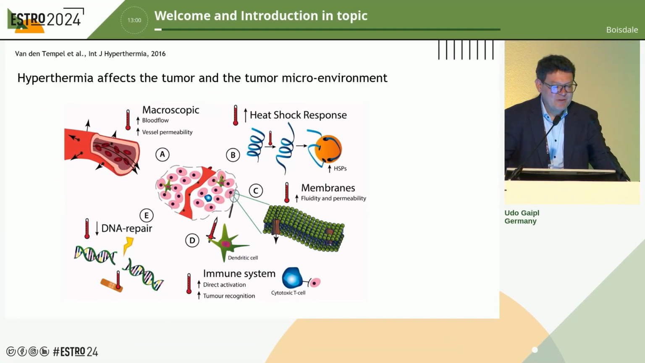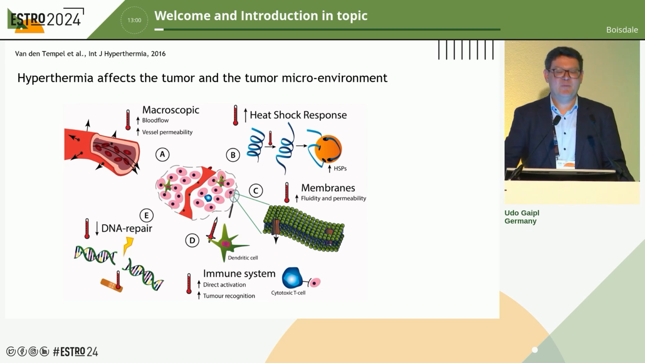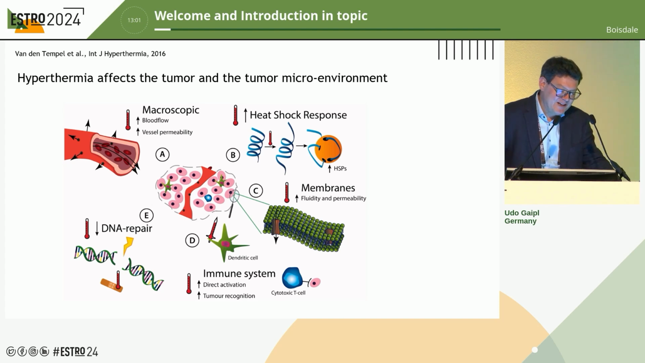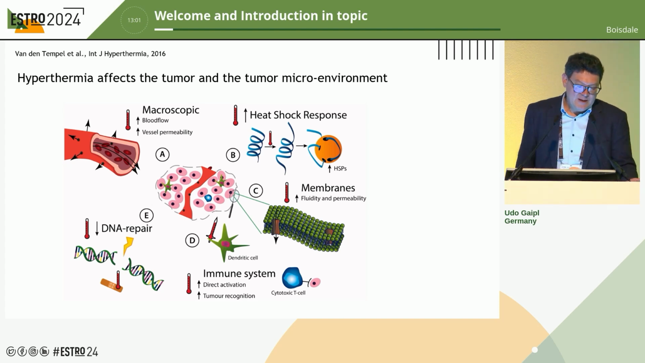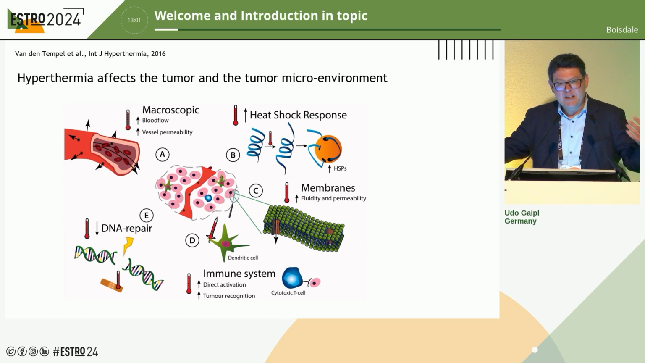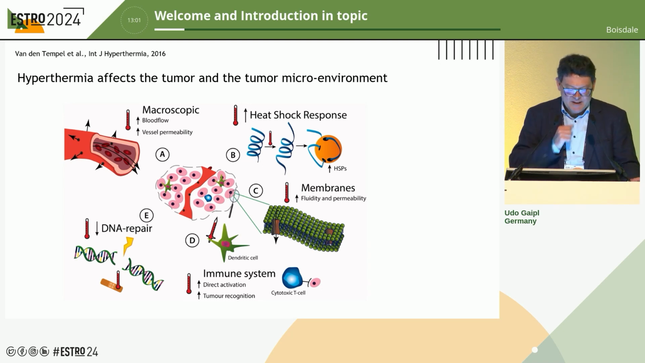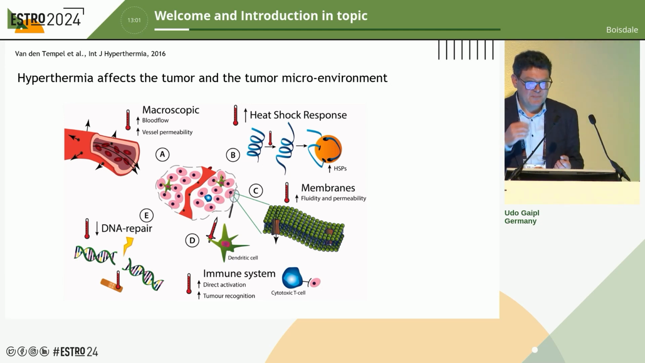So when we talk about hyperthermia, most of you might know it, we have a lot of modes of action. During the last decade, it became clear, besides increasing the blood flow, impacting the vessel permeability, impacting the heat shock response, the membrane, the DNA repair mechanism, another mode of action is immune modulation.